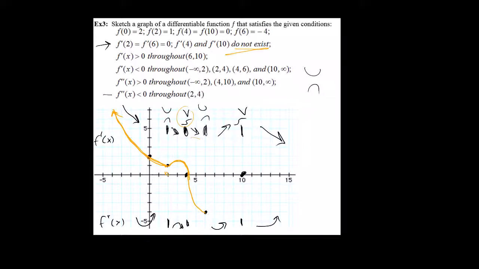At this point, we are increasing our slope. We're still concave up, and we know it's either a minimum or a maximum. So we come up here. At 10, we know that the derivative does not exist, so it's going to be either a turn or a cusp.